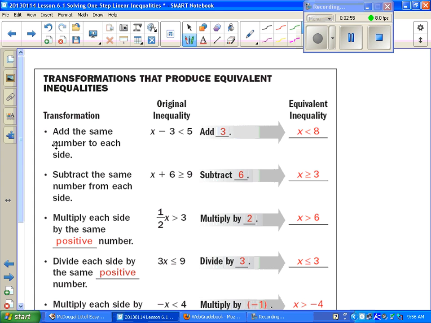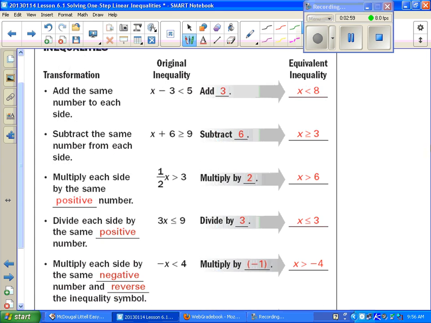Your transformations, most of these are very simple and they act just like equations. The last two are a little different. The first one says x minus 3 is less than 5. You add the same number to each side. In this case, we're adding 3 to both sides. And 5 plus 3 will give you x is less than 8.